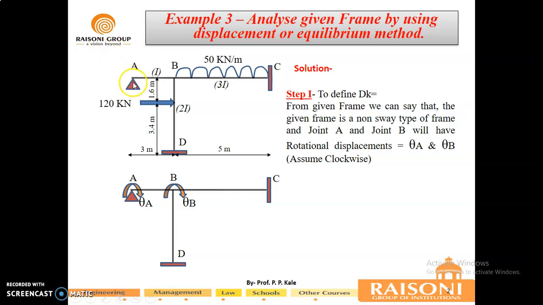At A there is a simple support, so there will not be any displacement in horizontal or vertical direction, but at point A you can have rotation. Similarly, at joint B also you can have rotation. So we conclude that there are two kinematic indeterminacies possible in this entire structure, that is theta A and theta B. So step 1, to find DKI.